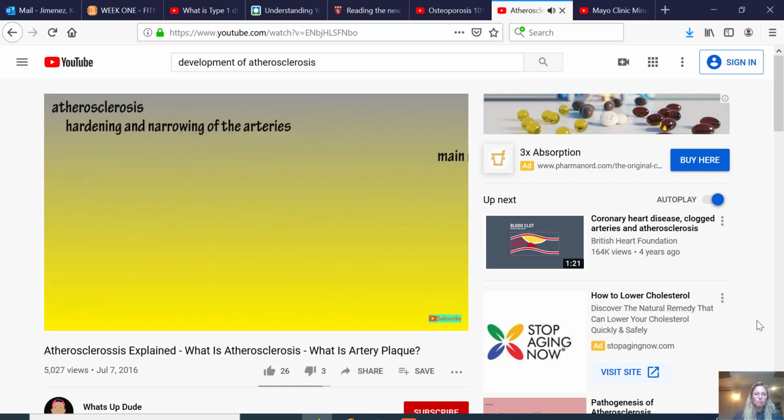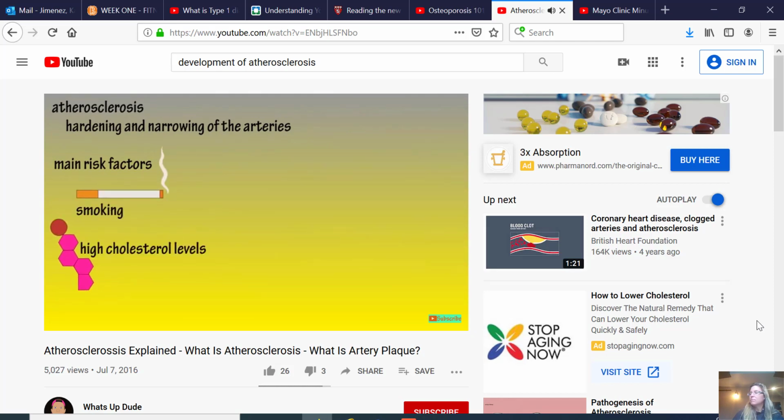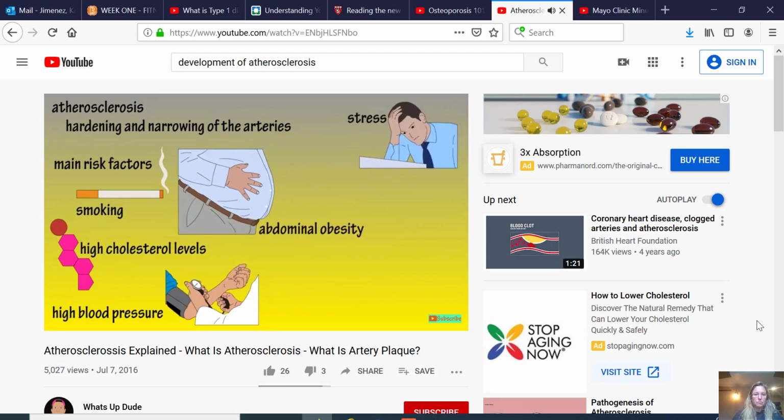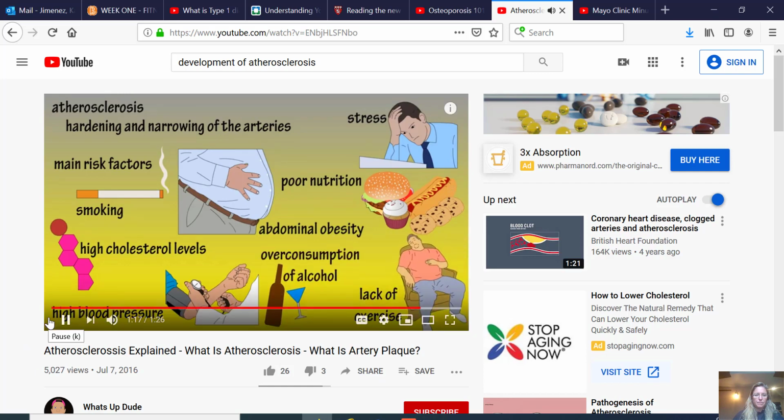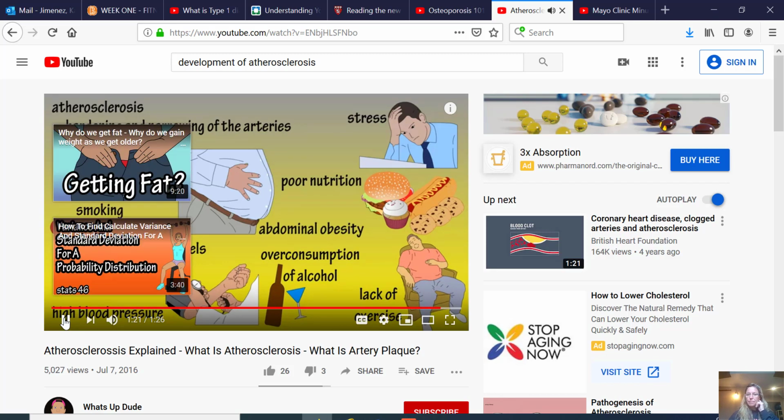The main risk factors for developing atherosclerosis include smoking, high cholesterol levels, high blood pressure, abdominal obesity, stress, poor nutrition, including overconsumption of foods high in saturated fats or added sugars, and not consuming enough fruits and veggies, overconsumption of alcohol, and lack of regular exercise. By making lifestyle changes to lower the risk factors just mentioned, it is possible to slow or stop the development of atherosclerosis.